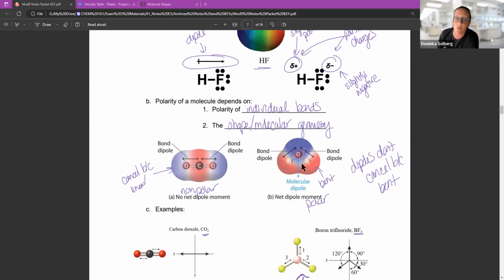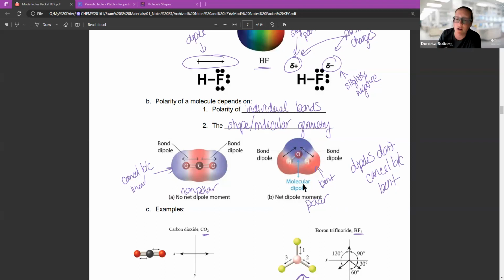Whereas water, which has 4 domains, so this is actually bent. You have a bond dipole going from hydrogen to oxygen, and on this side, hydrogen to oxygen, and they are the same size, but they are not in the exact opposite direction. If you actually add these vectors together, you get this blue vector here called the molecular dipole. That's when your dipoles don't cancel out. You have what's called a net dipole moment. That means that the dipoles don't cancel out, and that molecule is polar.